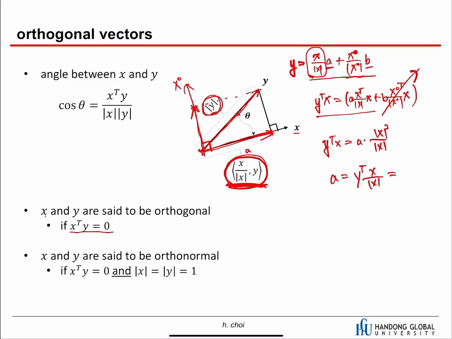So what I'm doing here is that the cosine similarity between x and y can be calculated in this way. Okay, so that's it. And as I said, x and y are said to be orthogonal if x transpose y is 0. And x and y are said to be orthonormal, which is a composition of orthogonal and normal vector. So x transpose y is 0 and norm of x is 1 and norm of y is 1. Then x and y are orthonormal to each other.